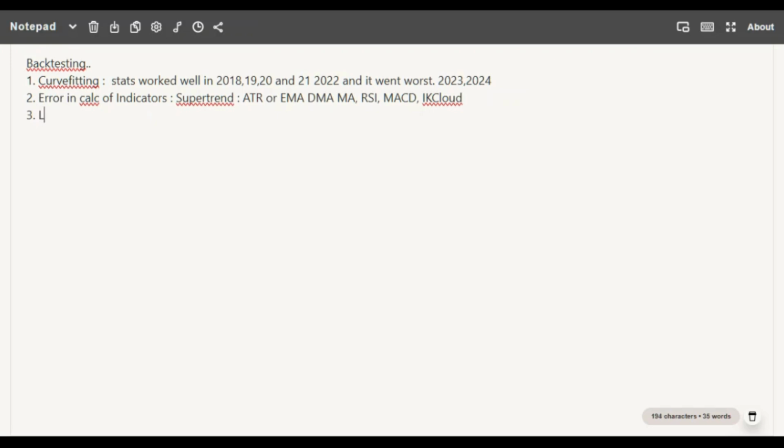Third point is look ahead bias. I have taken this point from somewhere else, but the meanings are my own. What does it mean? Let's say you are trading on Nifty. You are looking at the chart of Nifty future.